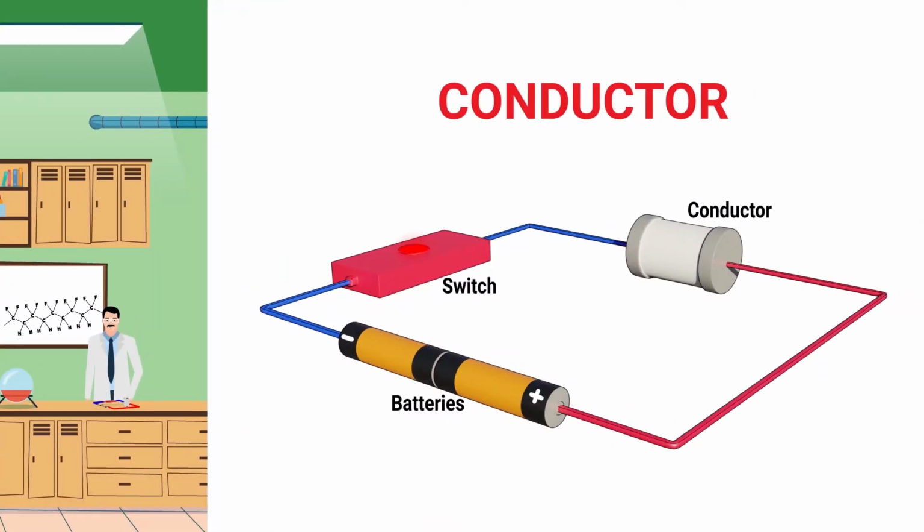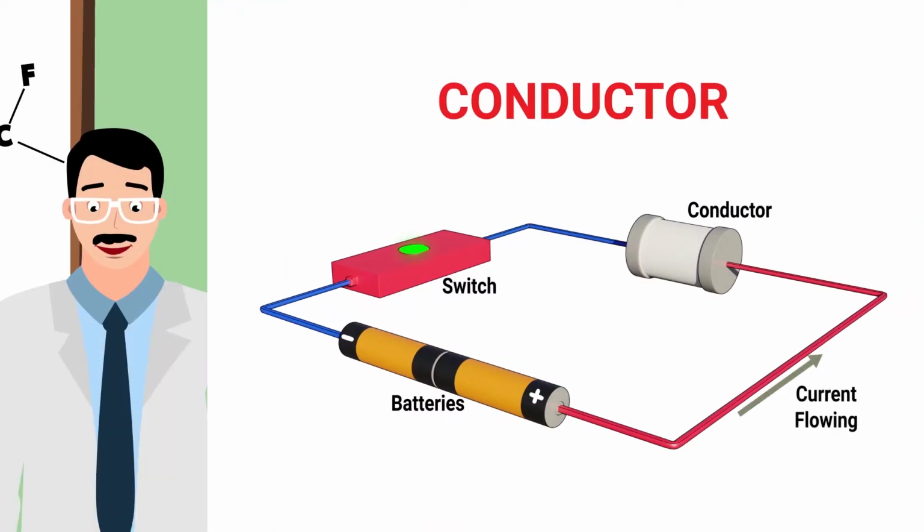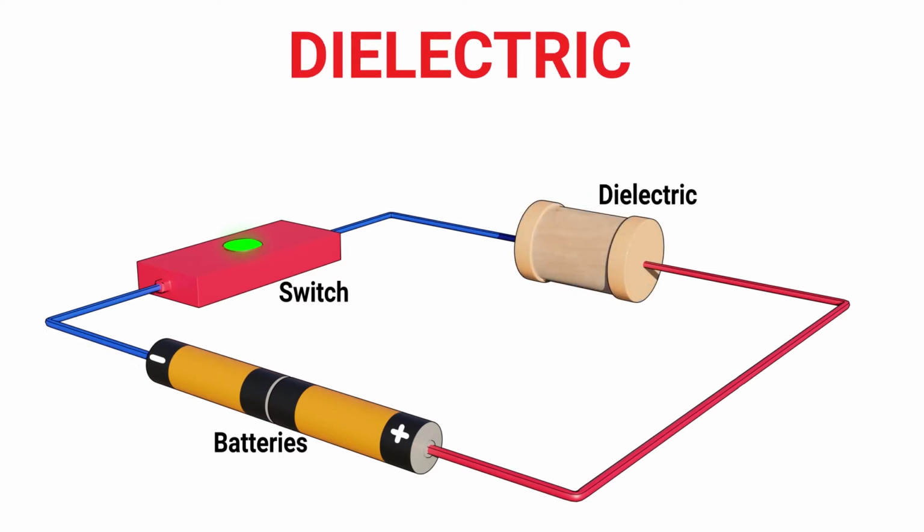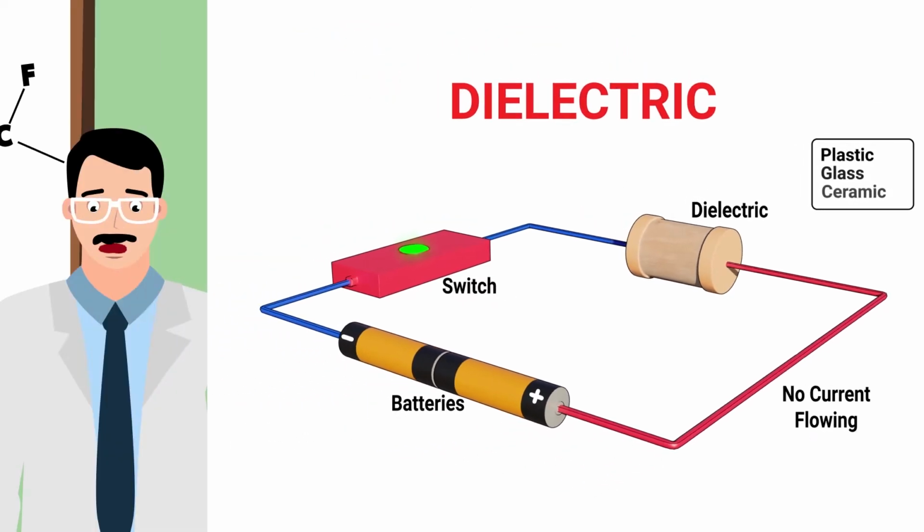When an electrical current flows through a conducting material like iron, copper and aluminum, it flows as a drift of free electrons in the metal which can move freely around in the object. It results in the flow of current through the circuit. However, if the conductor is replaced by a dielectric material such as plastic, glass or ceramic, the current doesn't flow.